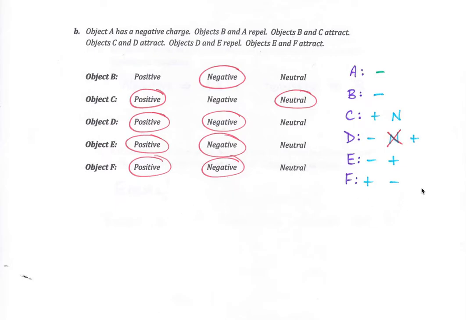So I apologize for missing the neutral here, but if E is negative or positive and E and F attract, that means that F could be anything. The positive to attract the negative, the negative to attract to the positive, or a neutral, which would attract to anything, either of those.